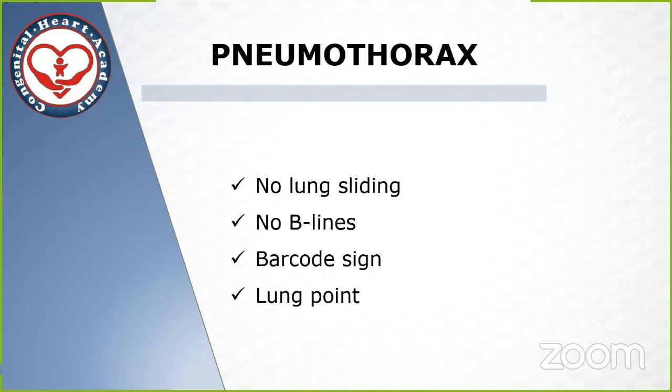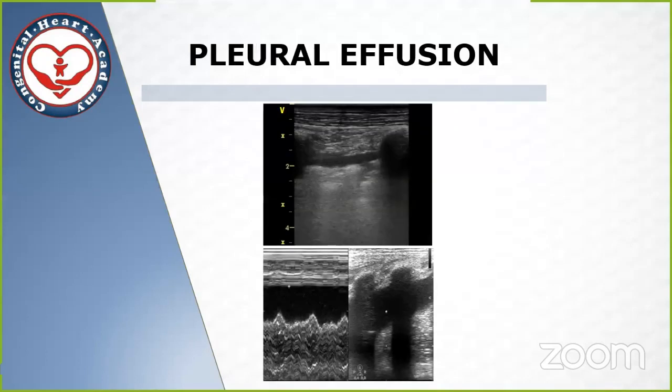So absence of lung sliding, absence of B lines, the presence of the barcode, and the capability of identifying the lung point will give you the opportunity to rapidly diagnose the pneumothorax in our patients.